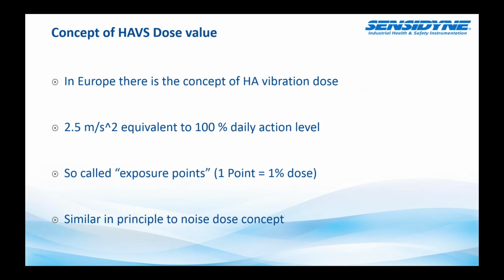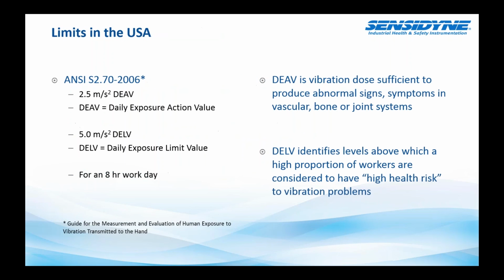So in the US, there is an ANSI standard, ANSI S2.70, and this also talks about an action level and a limit level. We have a daily exposure action value, DEAV, and a DELV, and again here in the ANSI document it's 2.5 meters per second squared and 5 meters per second squared. This is again the average value for a full 8-hour workday. So again, there can be periods when the exposure may be higher, but there have to be certain non-exposure periods so that the average works out to less than these.